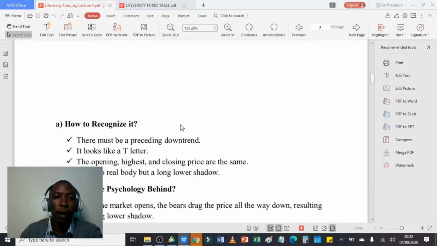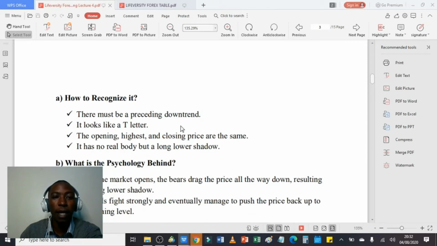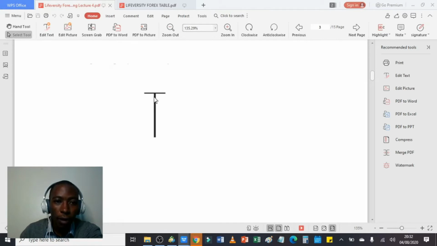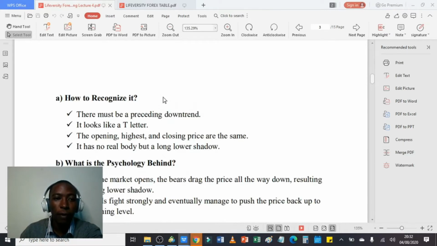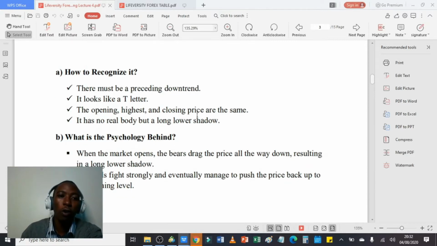Let's head over and see what the dragonfly doji contains and how to recognize it. There must be a preceding downtrend. It looks like the letter T. The opening, highest and closing prices are the same, around the horizontal line of the T. It has no real body but a long lower shadow or wick.